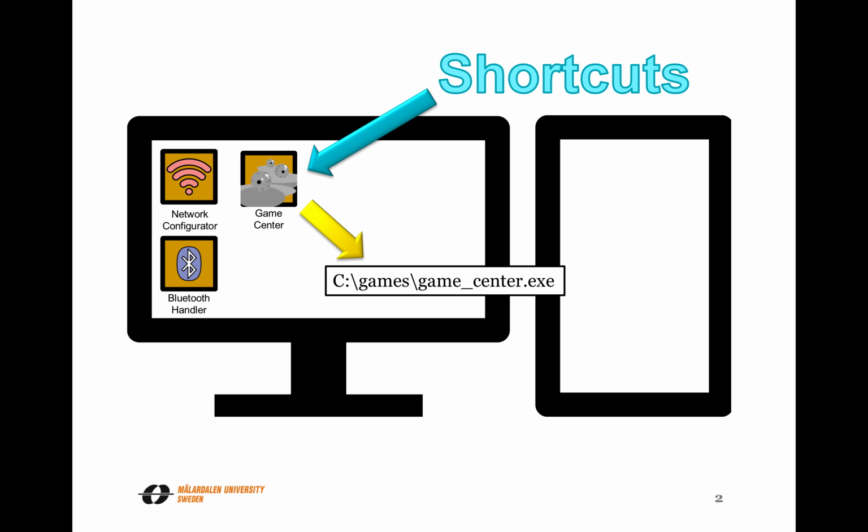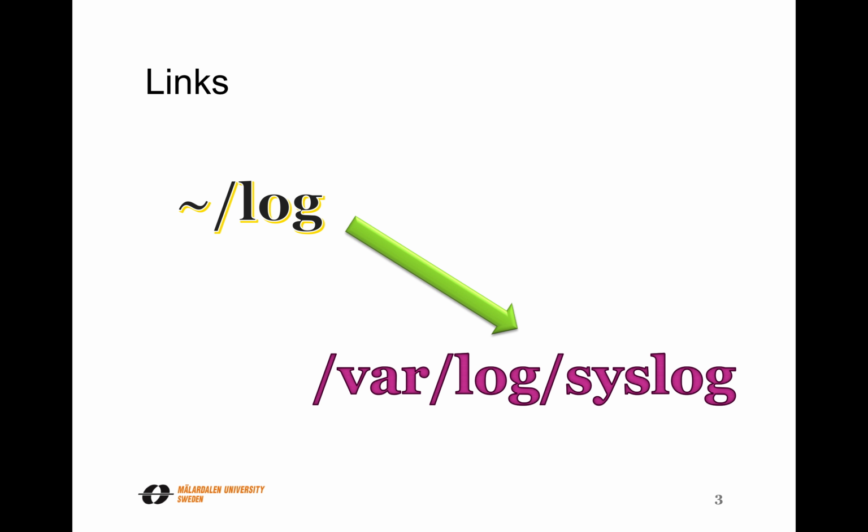In Linux, we have a similar feature called links. And the whole idea with a link is that we have one file which is not in itself a file, it actually points to another file. So in this case, inside the home folder we have a file named log, but if you try to access it, you will actually access the file /var/log/syslog. So you could say that this file points to the other file.